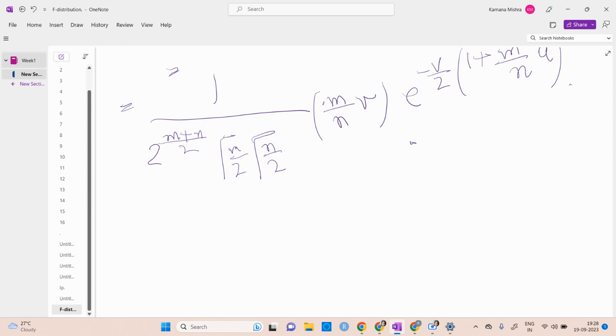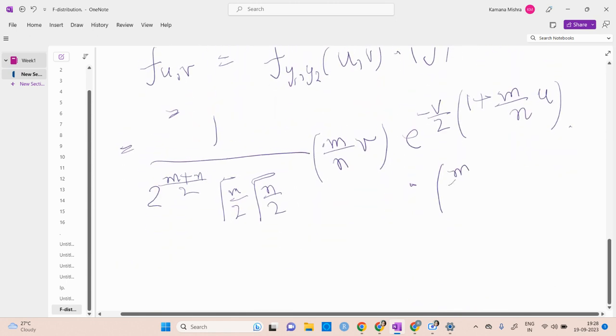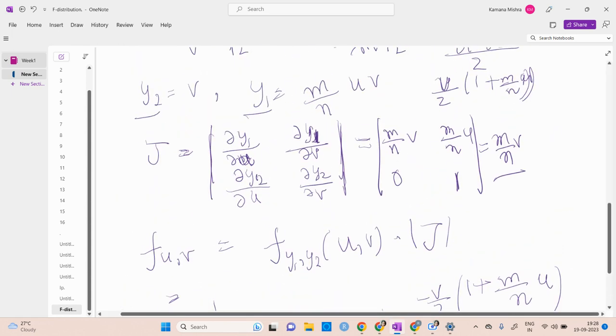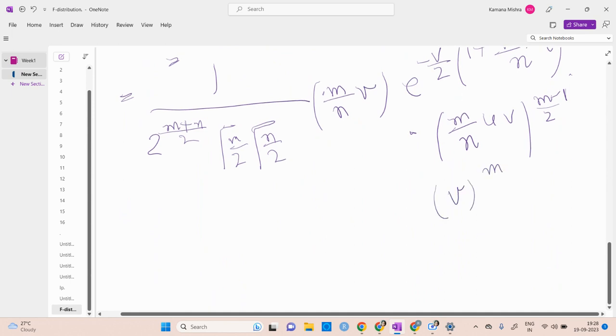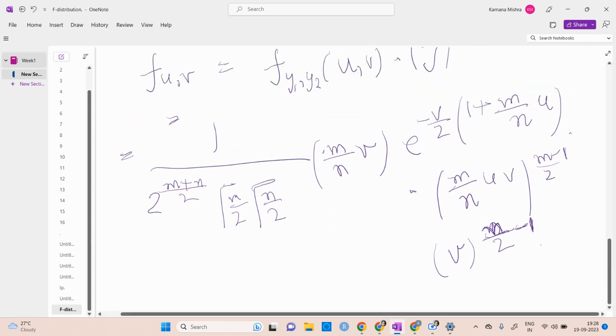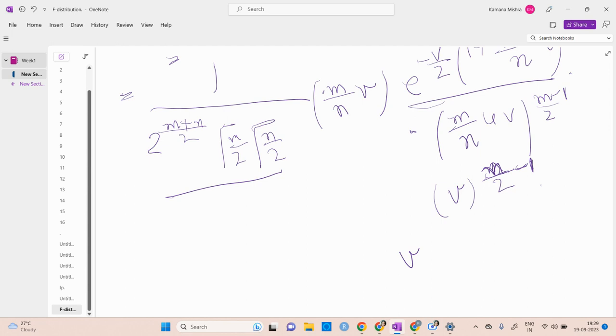So next one is that y1 to the power... So y1 is what? m upon n u v to the power m by 2 minus 1. And then y2 is v to the power n upon 2 minus 1. So this is the thing we have. Now we can just simplify this. For v, the power here is m by 2 minus 1, so minus 1 will be cancelled out with this one.